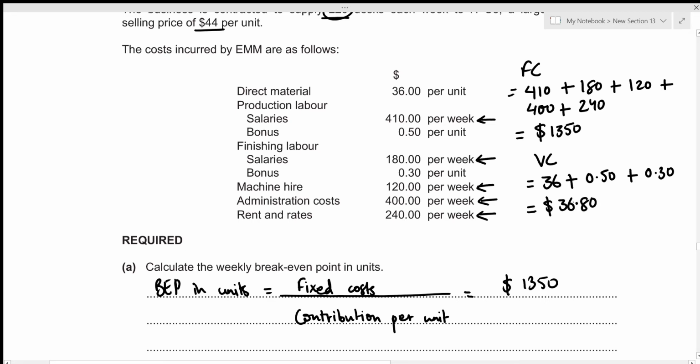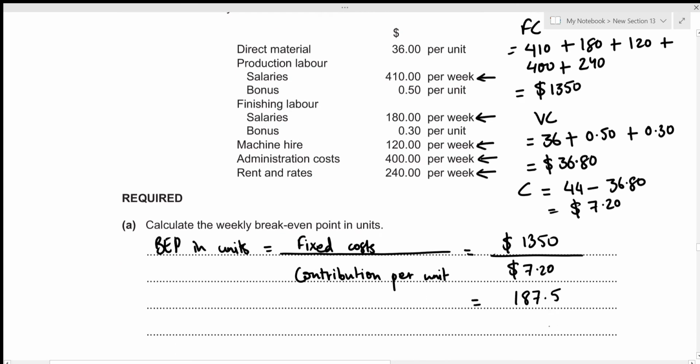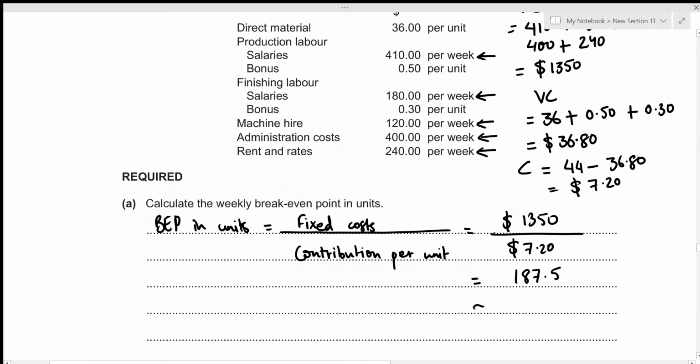Now contribution per unit is just the difference between the selling price per unit and the variable cost per unit. In this case, the contribution is going to be 44, which is the sales price, minus the variable cost of 36.80, which gives the contribution per unit to be 7.20. So let's divide the fixed cost by 7.20, and this gives the break-even point in units to be 187.5. And since we're talking about units, we need to round it off, so we can round it off to 188. So that's the break-even point in units. This concludes the first part.